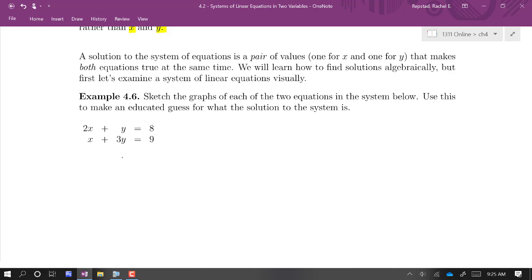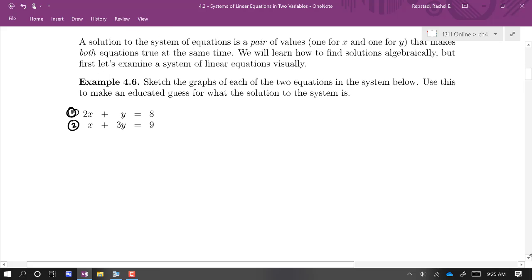First, they say let's sketch the graph. We know how to graph each of these, right? We know they'll each be a line. So let's graph both of these. I'm going to number these equations, so I have equation 1 and equation 2. Because we're going to graph them on the same set of coordinate axes, we can then identify each line. So let's work with the first equation first.